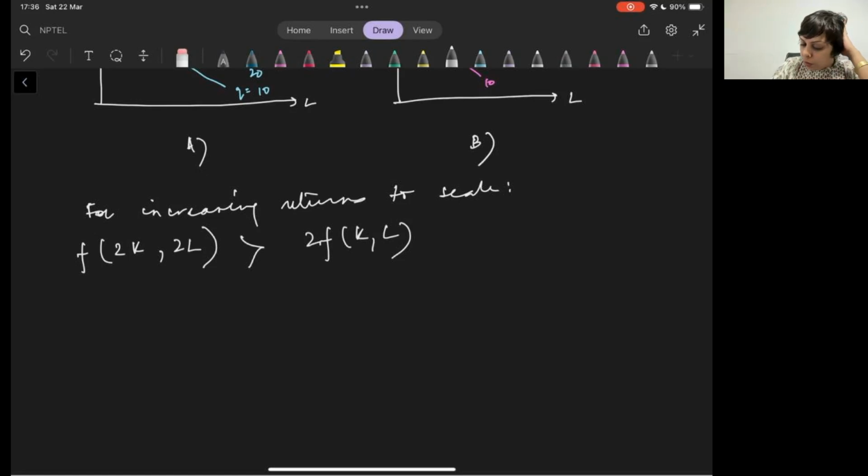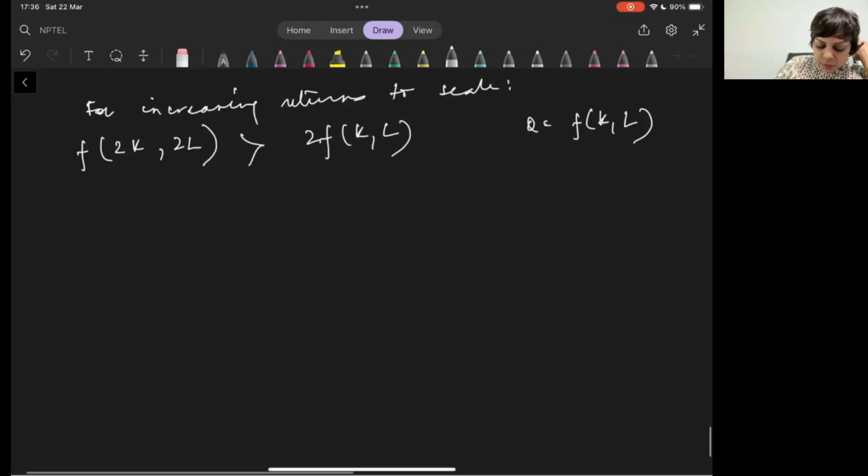If Q is equal to f of K comma L, this is the condition that if you increase inputs by 2 times, then the output is increasing by more than 2 times f of K comma L. Maybe 3 times, maybe 4 times, we don't know. Right? And similarly, we can write the condition for decreasing returns to scale.